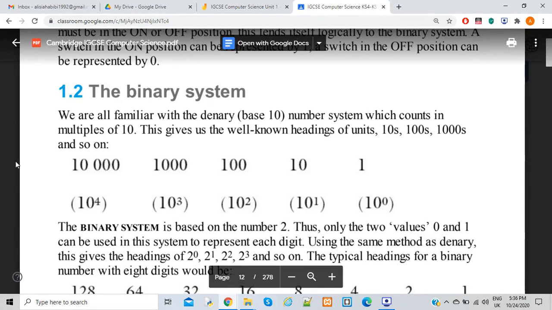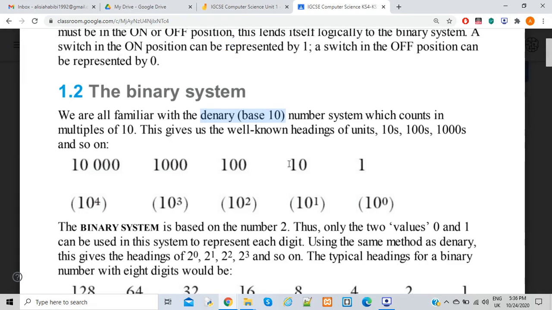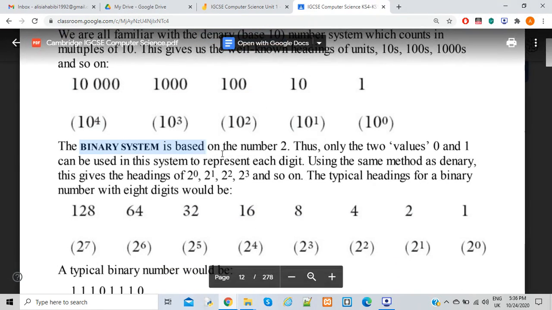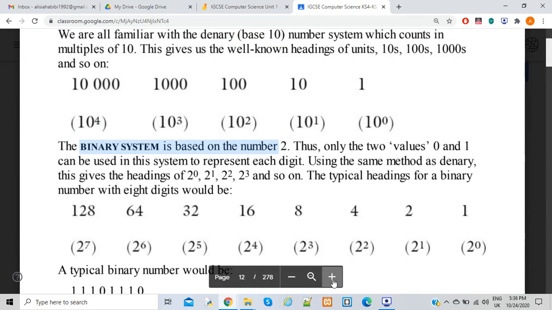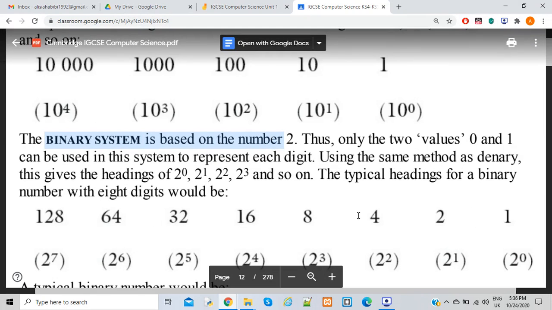So this is the typical system that we use all the time when we're counting things or adding things together. We use the denary system, or we also call it a decimal system. In this case, we have the denary system as a base 10, and it's basically made up of the multiples of 10. But when you oppose this to the binary system, it is the opposite. The binary system is based on the number 2, and it consists of just 2 values, which are 0 and 1, and that's what we call bits in computer science.